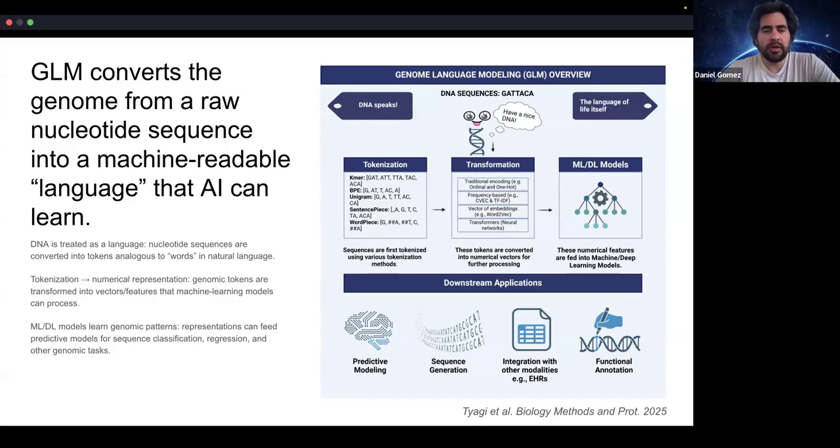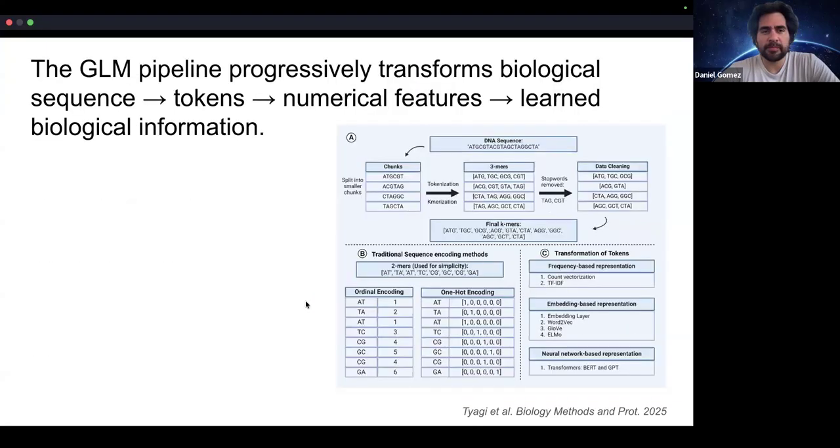So there are downstream applications in predictive modeling, sequence generation, integration with other modalities, EHRs, and functional annotations. But the end goal is biological interpretation, so the GLMs can support functional annotations and predict genome features from sequence information.